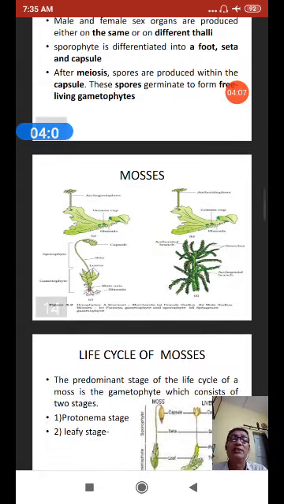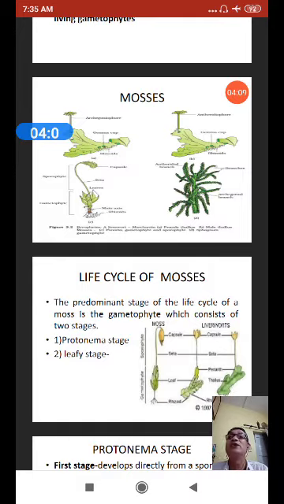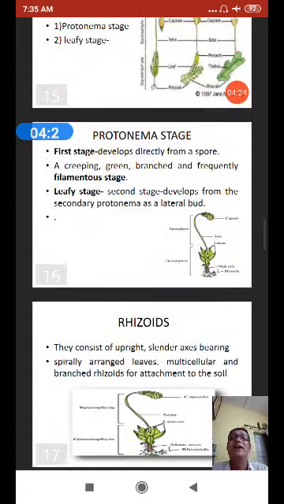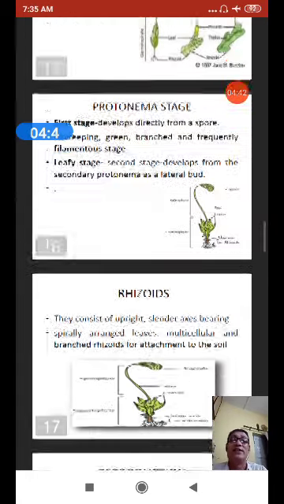We have shown you the picture of the mosses also. You see now these different types, and the life cycle of the mosses. The predominant stage of the life cycle is the gametophyte, which consists of two stages, protonema and the leafy stage. The protonema is the first stage, developed directly from a spore, a creeping, green, branched, frequently filamentous stage. The second is the leafy stage, which develops from the secondary protonema as lateral buds.